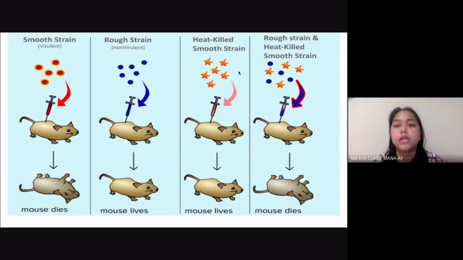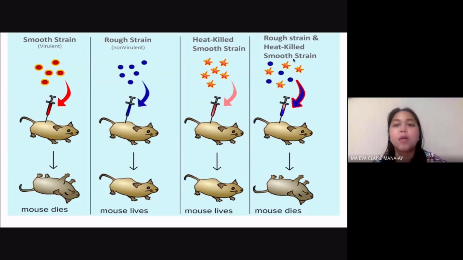Now, what he did in his experiment is that he combined the rough strain non-virulent bacteria, which is of course living, with the heat-killed smooth strain bacteria. Again, remember, your heat-killed, these are dead bacteria, while your rough strain bacteria are living bacteria, but these are non-virulent. Okay, this does not cause any harm if injected separately into your mice.